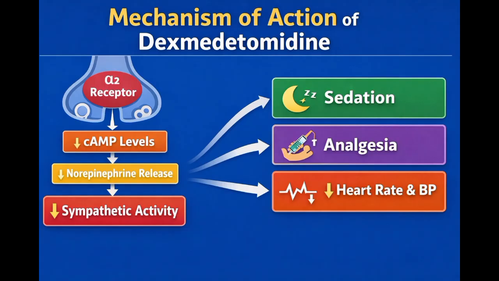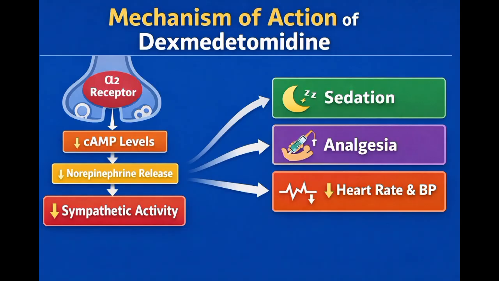Number one, let me show you what is unique about respiratory safety. Now, dexmedetomidine does not act on the medullary respiratory centers, so the patients will maintain normal tidal volume and respiratory rate even at sedation doses. So this makes it safer for procedural sedation or ICU sedation compared to opioids or propofol.